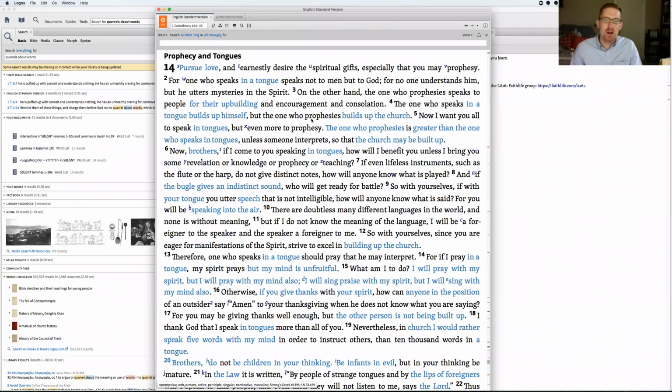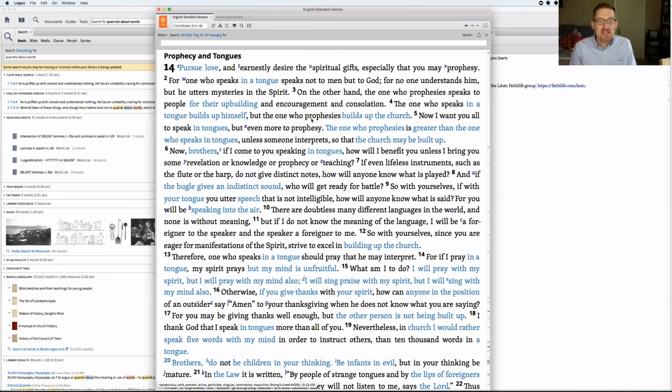This is the fundamental dichotomy Paul is making. Building up yourself has some value. You've got to do it. But building up the church is what you do when you go to church. That's your purpose. He says, now, I'd love for you all to speak in tongues, but even more to prophesy. Why, Paul? He hammers this. Because the one who prophesies is greater than the one who speaks in tongues, unless someone interprets, so that the church may be built up. He just keeps saying the same thing over and over.